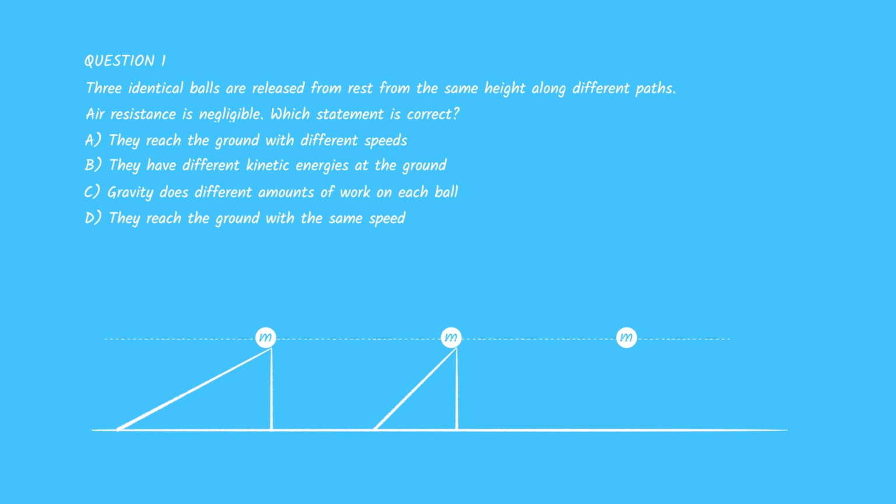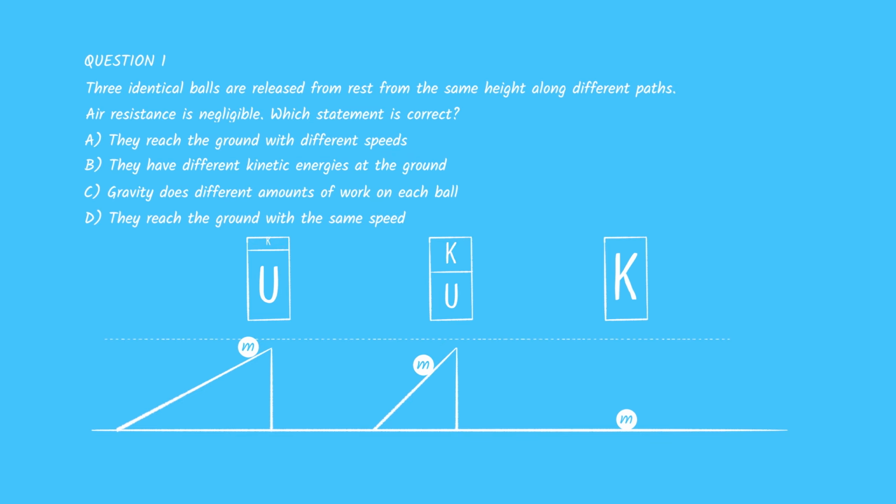All right, remember what the first step was? First, we need to check whether there is any energy loss or not. In this case, since air resistance is negligible, we analyze the problem assuming mechanical energy is conserved. The initial potential energy of all 3 objects is the same, so their kinetic energy will also be the same when they reach the ground. That means their speeds will be the same as well. So A and B essentially say the same thing, and both are incorrect.